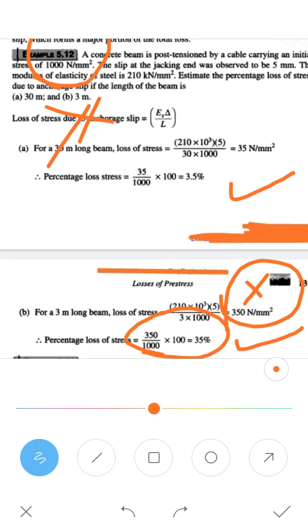Okay, so that's about the problem on the anchorage slip. So we'll go for the next problem.